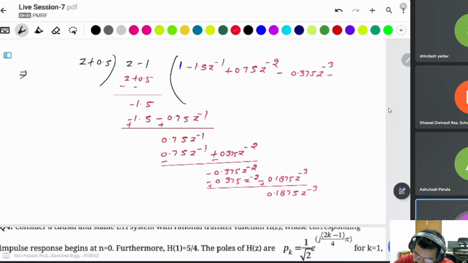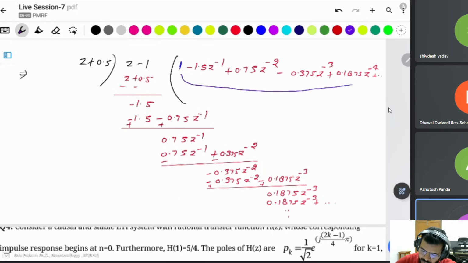Same thing, you have to multiply here at power 0.1875 z to the power of minus 4. If this goes down, but you want only these. This is a 4th order system, that's why we have chosen these 5 terms only.